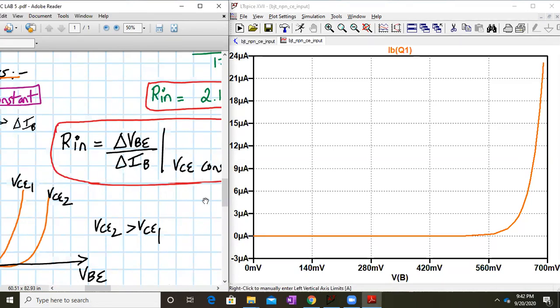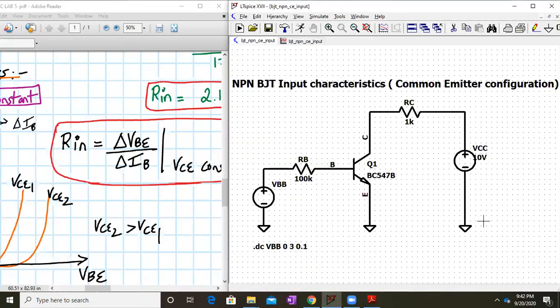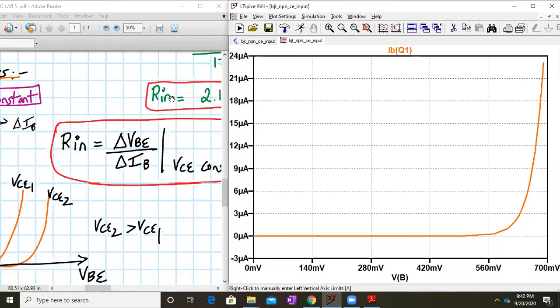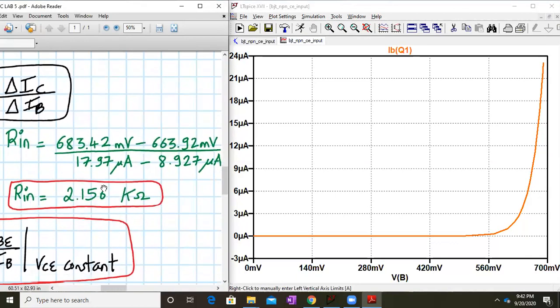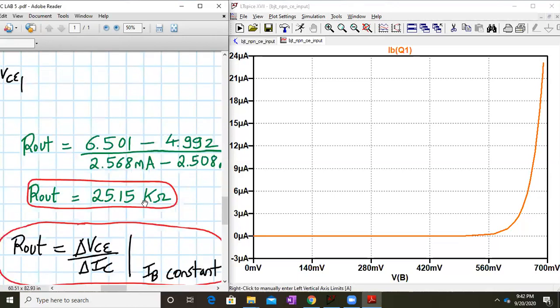This is done at a constant value of VCE. Basically here VCC is constant, so that means VCE is constant. So that's how you determine the value of Rin. As per my calculations, I am getting close to 2 kilo ohms. So you will also get a similar answer.